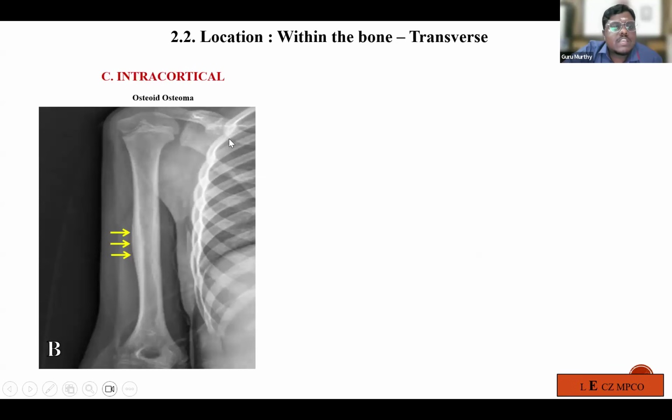Next, similarly, this is a frontal radiograph of the arm. You have to mention the side. This is a right arm. The physeal plate is not fused, so this is an immature skeleton. And the epicenter of the lesion is located in the cortex, suggestive of an intracortical location.